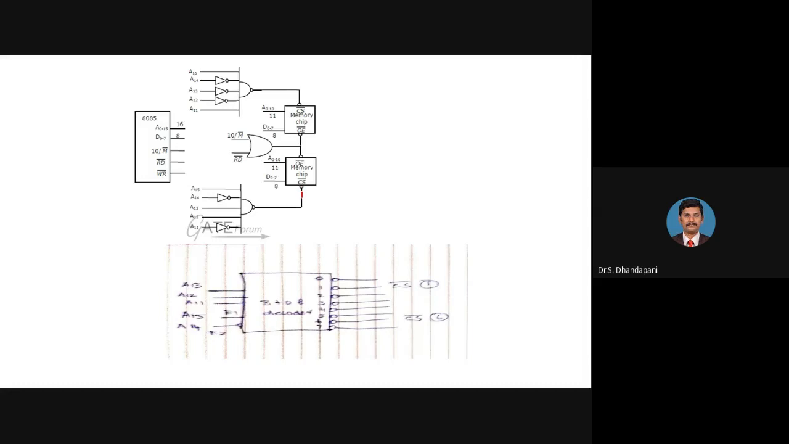IC without affecting the logic of the circuit and the address map. For that, A15 and A14 are already connected to the enable lines: A15 with high enable, A14 with low enable. Now A13, A12, A11: A13 is 1, A12 is 1, A11 should be 0. 1, 1, 0 means line 6. So line 6 will be selected, active low output. So line 6 should be connected as an input for this chip select.